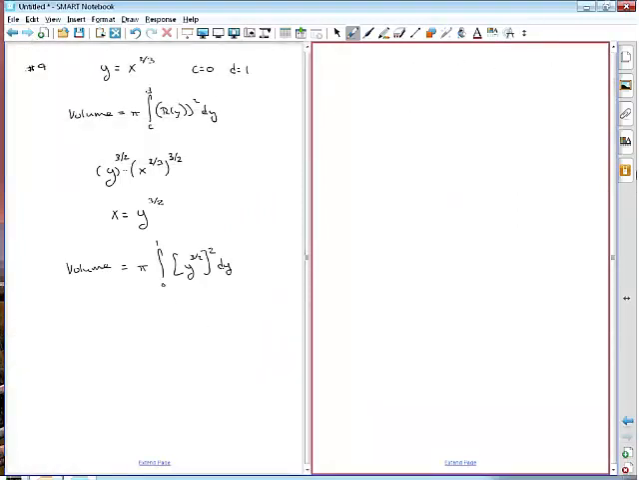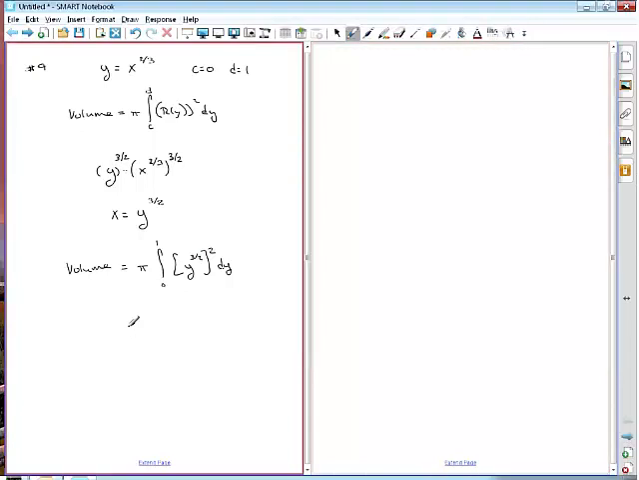So when you square this, we multiply 3/2 times 3/2, and actually that's not true. We multiply 3/2 times 2. So we're going to get pi times the integral from 0 to 1 of y to the 3rd power dy, since 3/2 times 2 is 3. And if we integrate that, we get pi times the quantity y to the 4th over 4 evaluated between 0 and 1.